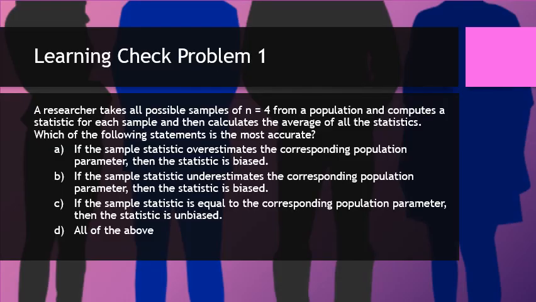Pause the video, see if you can do the problem. A researcher takes all possible samples of n equals 4 from a population and computes a statistic for each sample, and then calculates the average of all the statistics. What's the most accurate? If the sample statistic overestimates the population parameter, then it's biased. If the sample statistic underestimates, then it's biased. But if the sample statistic is equal to the population parameter, the statistic is unbiased. These are all 3 true. They're all accurate, so it's all of the above.